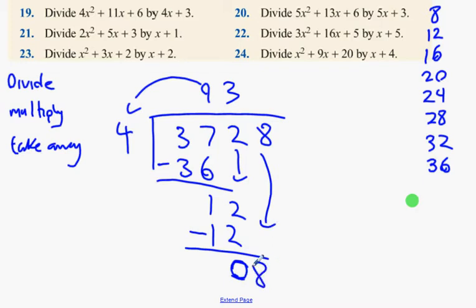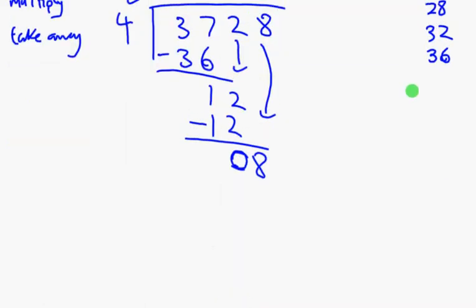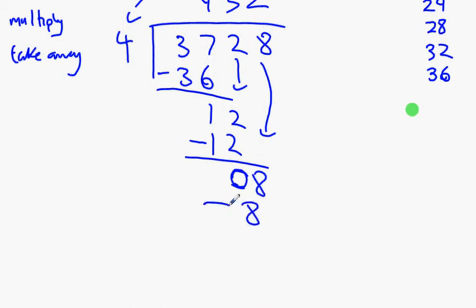4 into 8, twice. Okay. And then you finish it off. 2 times 4, 8 take away 8, 0. Is everybody alright with long division? Would you like to try one of them out yourself? One of the long divisions? I'll give you a go at one of them in a second.